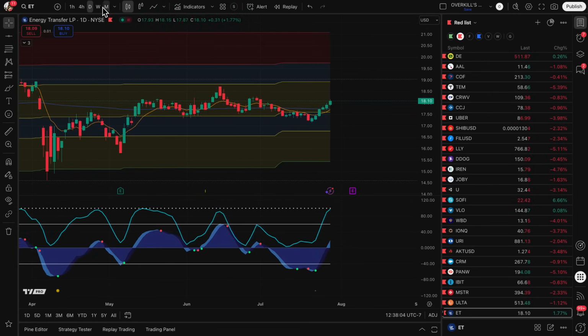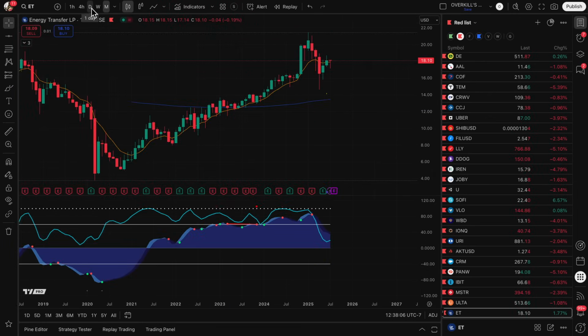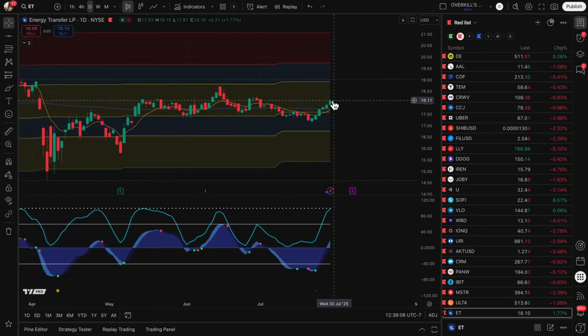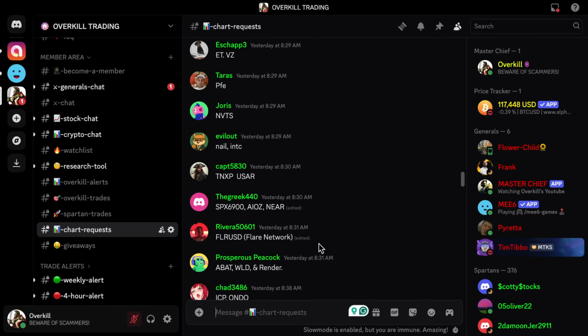ET looks good. No green dot yet on the monthly, but that's probably coming here, like I said, in August. Energy stocks look really good. Target on that would be 20 to 21 bucks.